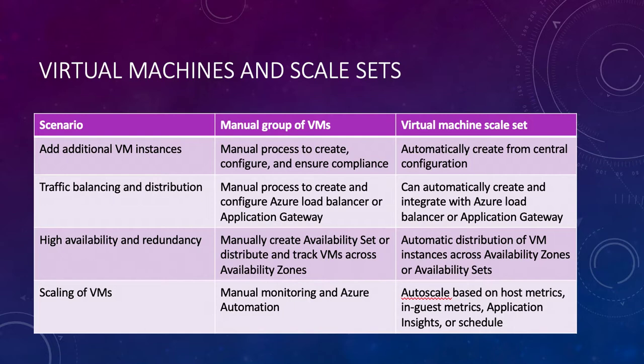Regarding high availability and redundancy, the same story is applicable. When you manually create an availability set or distribute and track VMs across availability zones, you basically have to have a local professional IT manager to take care of that for you. While when you use virtual machine scale sets, automatic distribution of VM instances across availability zones or availability sets happens, and again, it doesn't need your intervention.